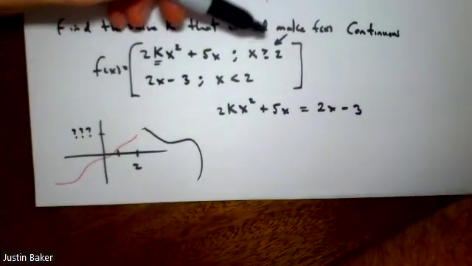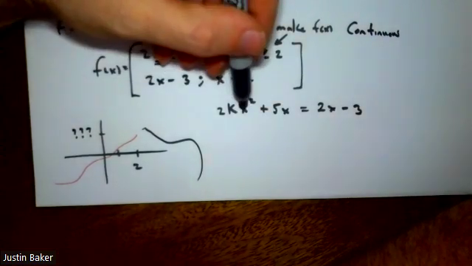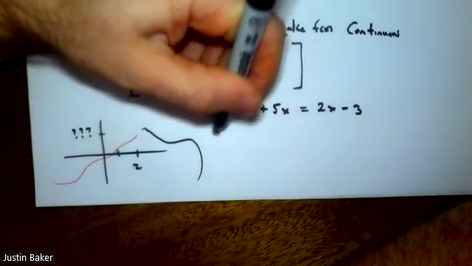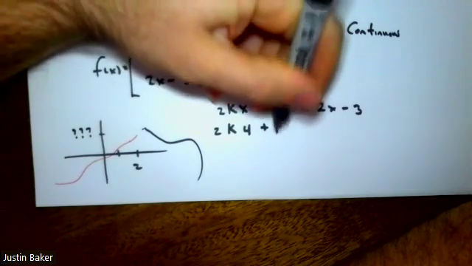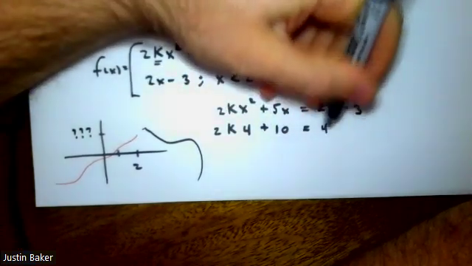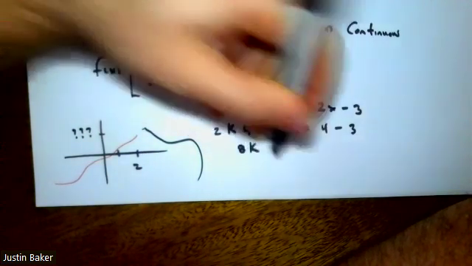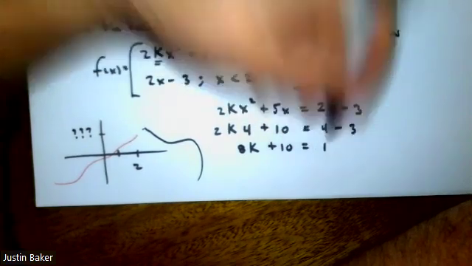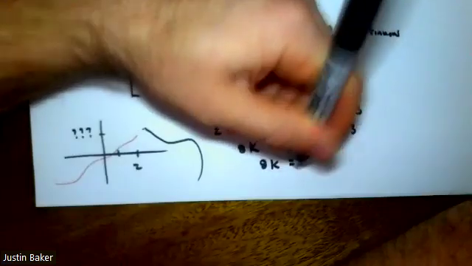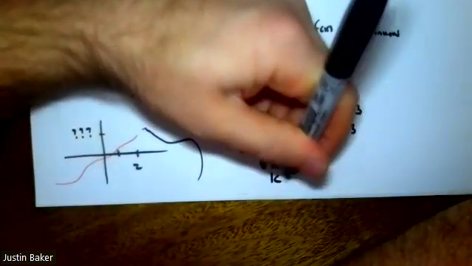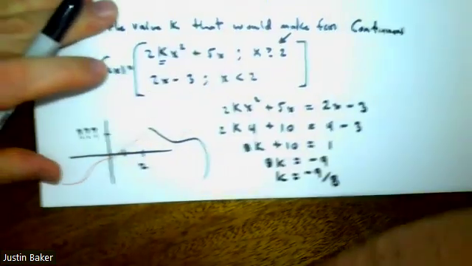And what do we know about this whole problem? It's when x is 2, so we can put 2 in for the x's. So this is 2k times 2 squared, plus 10, equals 4 minus 3. Well, 2 times 4, that's 8. So 8k plus 10 is equal to 1. For 8k, I'm going to subtract the 10, which is negative 9. Divide by 8, and k is equal to negative 9/8.